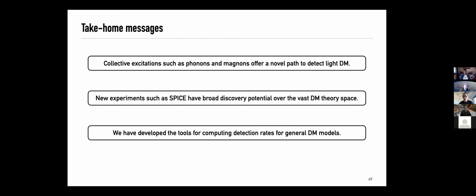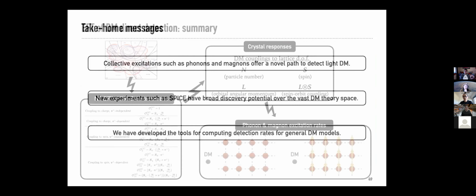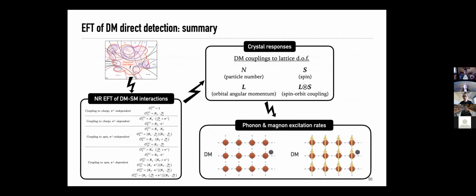And on the theory side, we have the tools ready based on effective field theories for computing the rates for general dark matter models. And to recap, the theoretical framework consists of 3 steps: matching onto a nonrelativistic EFT, matching onto crystal responses, and then computing the phonon and magnon excitation rates numerically. So I'll end here. Thanks a lot for your attention.